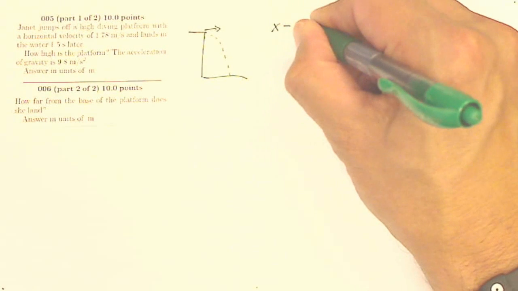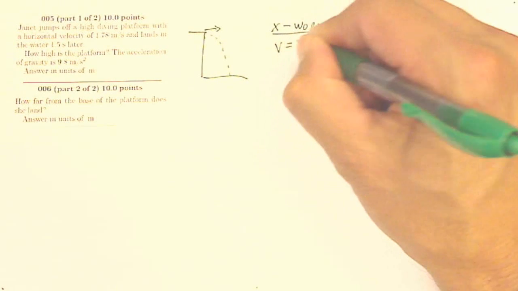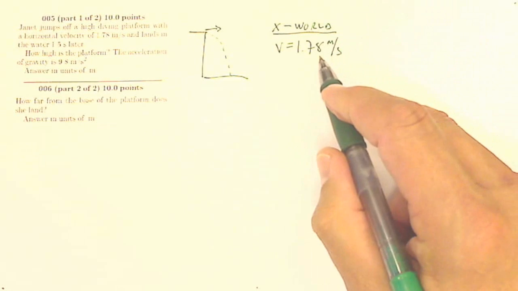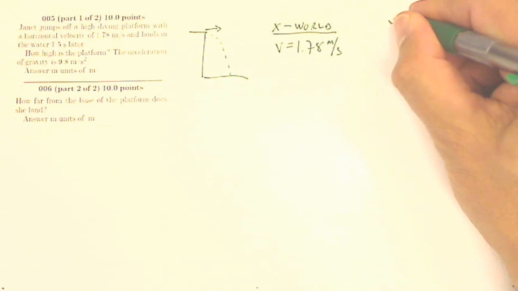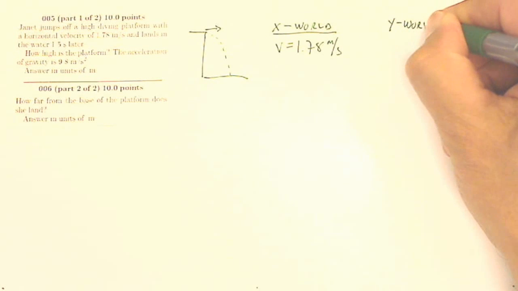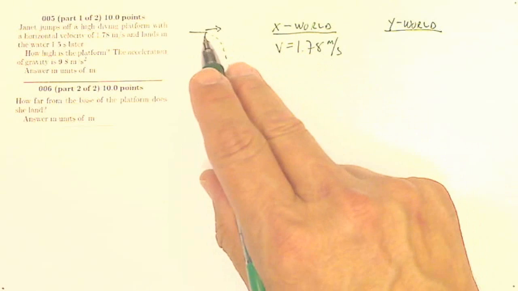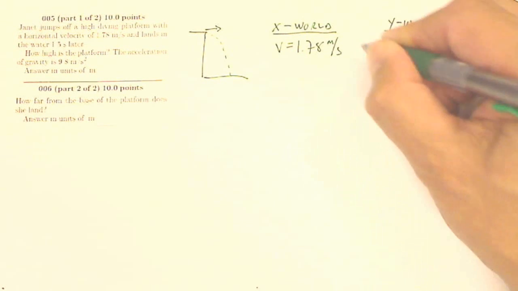Well, in the x world, her velocity is 1.78 meters per second. That's her initial velocity, her final velocity, all of her velocities. It doesn't change in the x world. In the y world, I might find something different. What is her velocity in the y world? Well, since she jumps horizontally, her initial velocity is 0 in the y world.